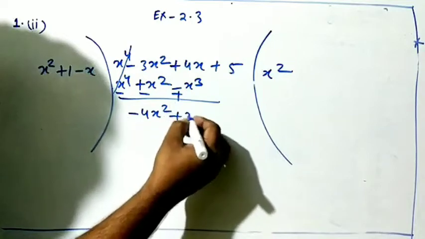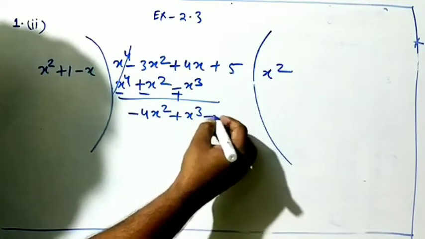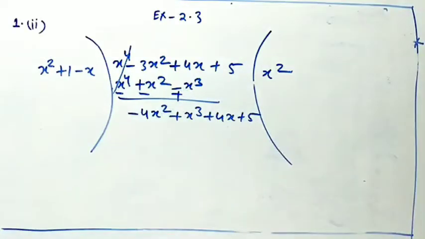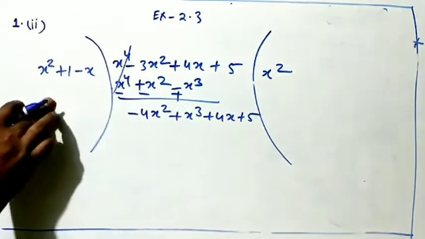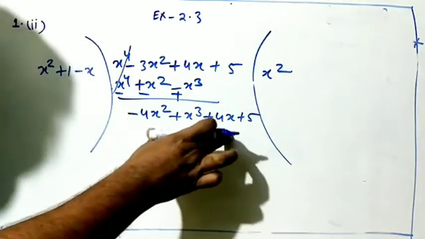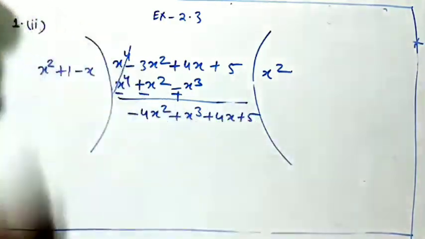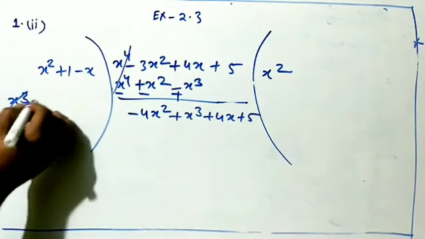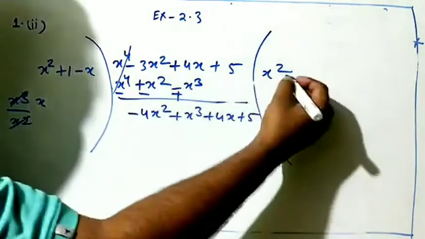and plus x cube plus 4x plus 5. Okay. Now it can be written with the higher degree first, but there is no problem. So the highest degree term of this expression will be x cube. And in the divisor x square, so it must be cancelled by x. So write down plus x.